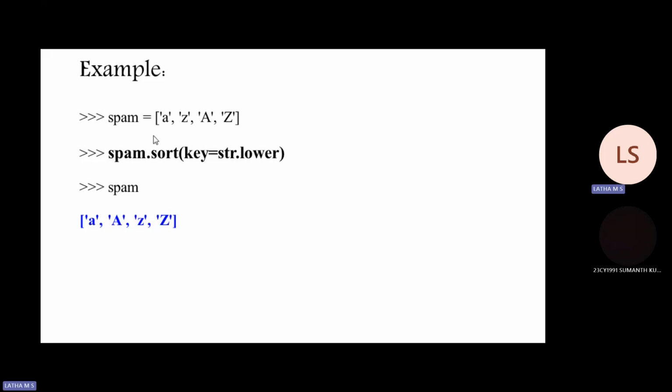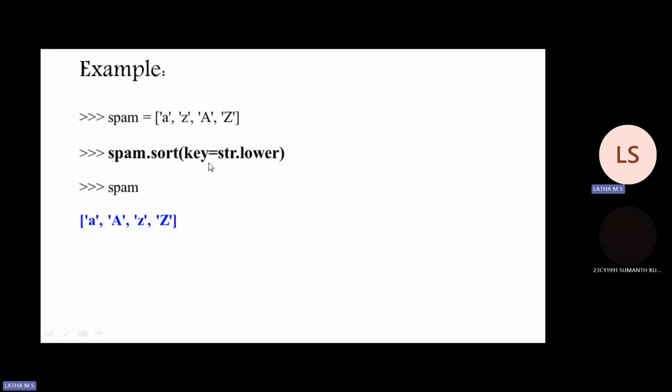Why is it happening? It is taking an alternate arrangement of small, capital. Here I am defining a key which is equal to string as first lower, then capital. Otherwise, when you type it without any key, you will get A capital, then it follows with the small letters. But when I give a key as string dot lower, I'll get this.